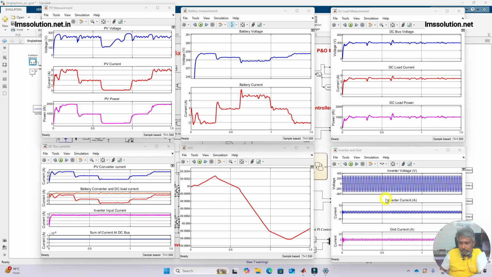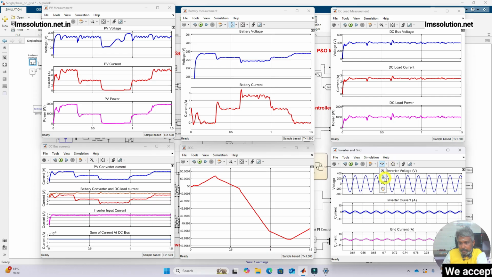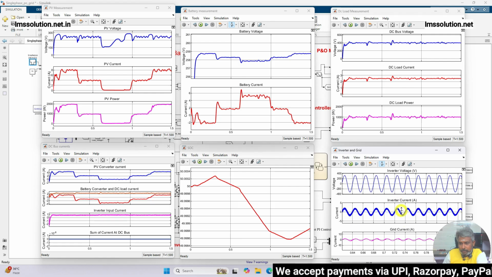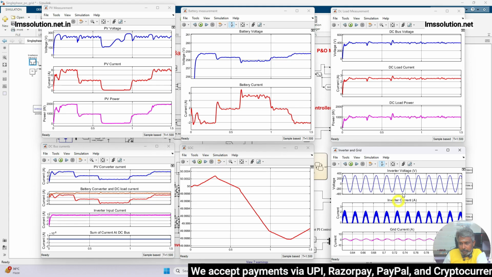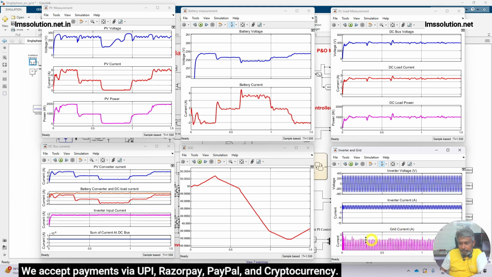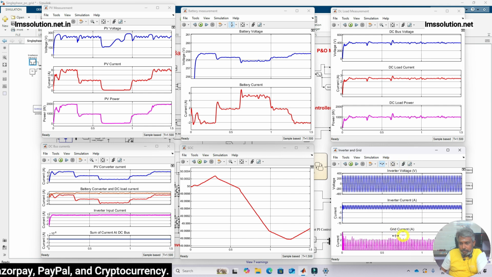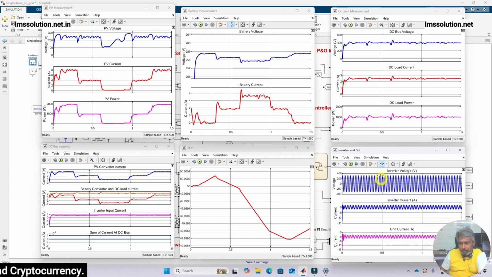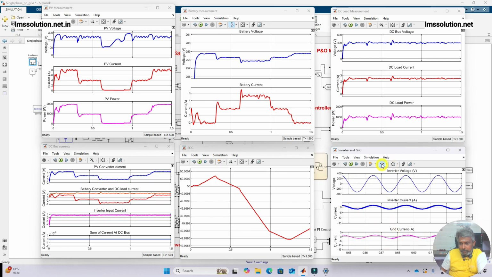At this point you can see the inverter voltage, or grid voltage, and then the inverter current. The inverter current is maintained around 2 amps peak. Then this is the grid current, and the grid current is also maintained around 2 amps peak. I'm going to zoom in a little bit so we can see a clearer picture of the grid current also.